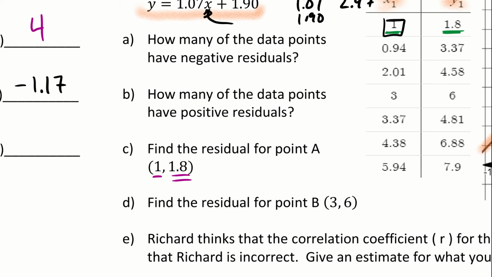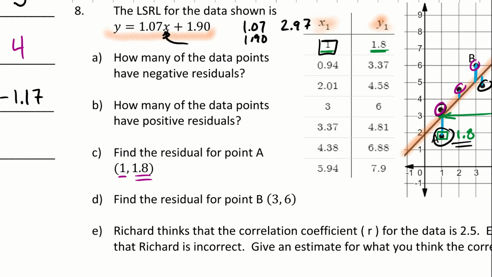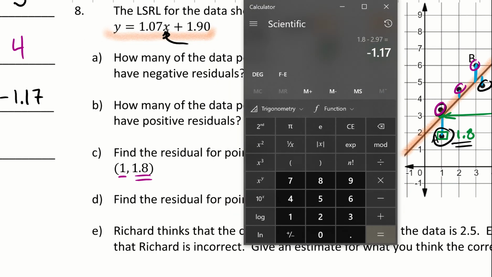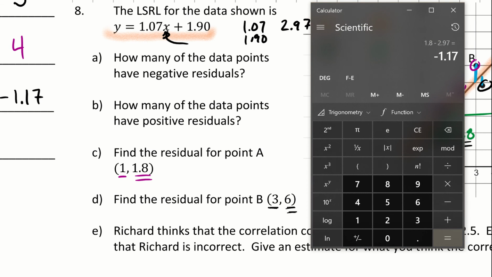So that data point had a value, it was below the model, and it has a negative residual. The other one here is find the residual for the point where x is 3 and the actual y value is 6. So let's grab the calculator. We need to calculate the predicted value. I'm just going to take the 1.07, multiply that by 3, and then add 1.9, equals. So I get that the model is predicting 5.11.